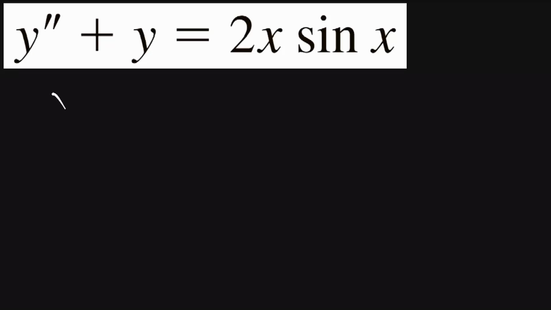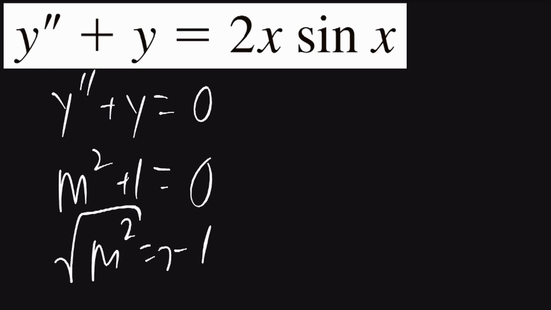For this problem, I'll start by treating it as a homogeneous differential equation. We'll have y'' + y = 0. So the auxiliary equation will be m² + 1 = 0. m² will be equal to negative 1. We can now take the square root of both sides.